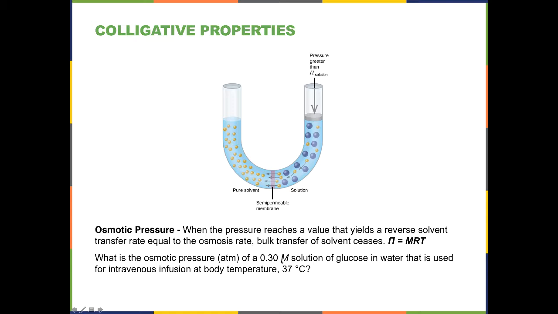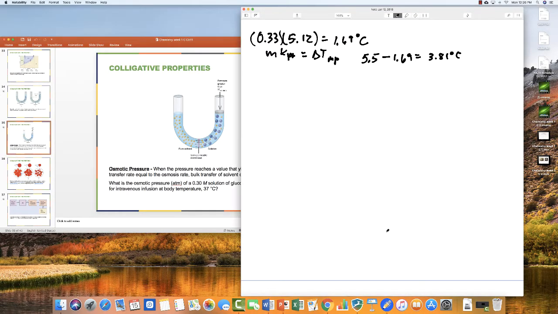So looking at a problem, what is the osmotic pressure of a 0.3 molar solution of glucose and water that is used in intravenous solutions at 37 degrees centigrade? This is not molality like we've been calculating, this is molarity. So let's take a look at how we would do this calculation.